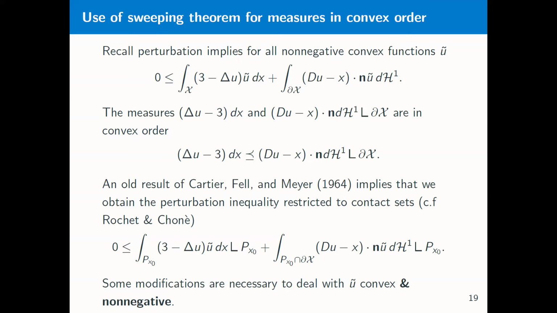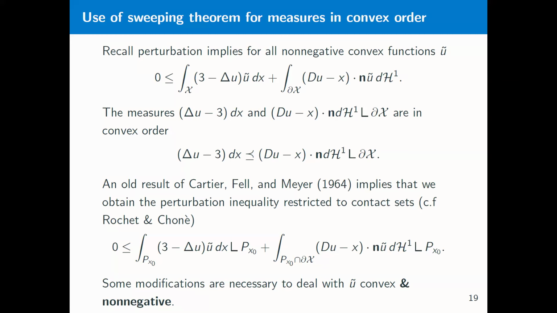Usually we use this restriction symbol for just a measure restricted to a set, but here I'm using it for the measure conditioned to lie on that set. But this is what this theorem of Cartier, Fell, and Mayer gives us. It's often referred to as the sweeping theorem.